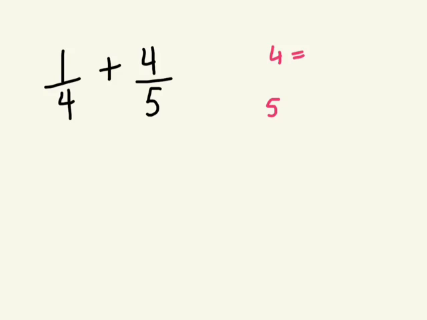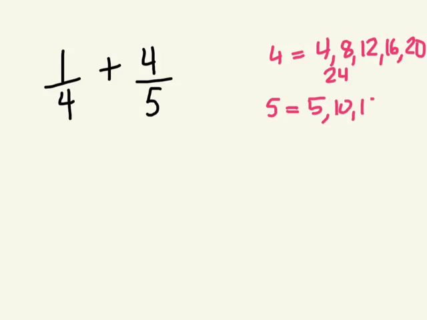4 times 1? 4, 8, 12, 16, 20, 24, and so on. Okay, we can keep going. And then multiples of 5, counting by 5s: 5, 10, 15, 20, 25. Okay, and can you figure out which multiple they have in common? The lowest common multiple? 20.